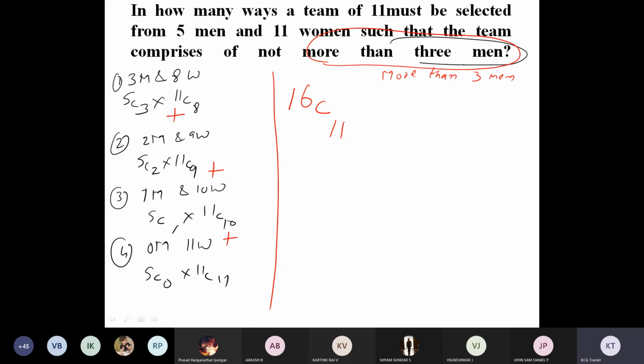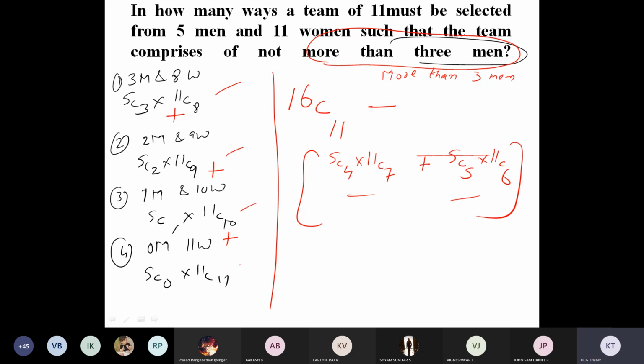So what we do now, when you go against the condition, what are the possibilities of going against the condition? First one, selecting 4 men, and the remaining we have to select 7. The next, selecting 5 men and remaining 6. So done. So there are only 2 possibilities. But normal way, there are 4 possibilities. In a shortcut way, there are 2 possibilities. As they are asking to select maximum 3 men, we will do against that. That is more than 3 men. That is 4 men and 5 men. So there will be 2 possibilities.